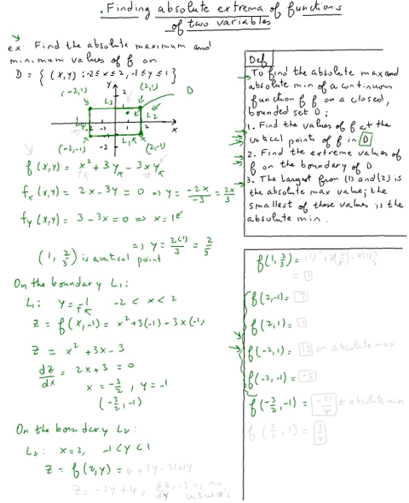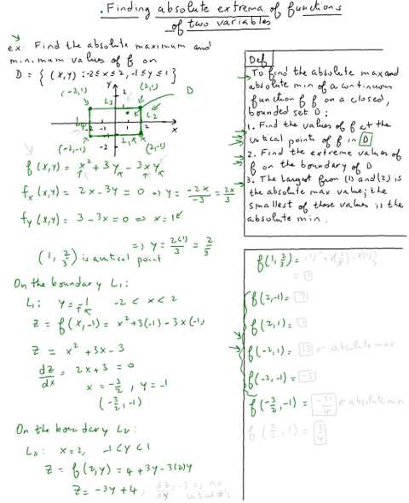So this will be equal to... Now wherever I see x, I plug in the 2. So that would be 2 squared, which is 4, plus 3y minus 3 times 2 times y. So my z happens to be 4 plus 3y minus 6y, so 4 minus 3y, so minus 3y plus 4.